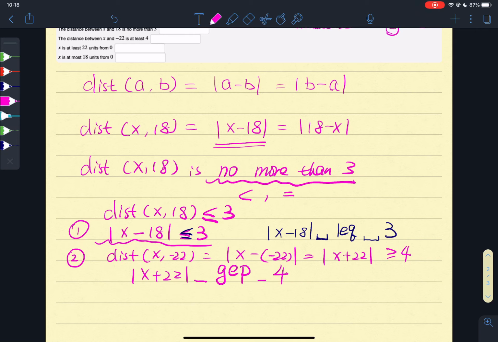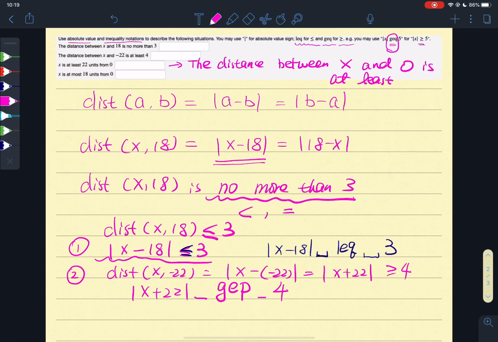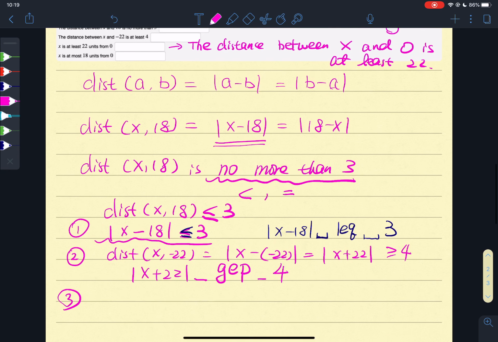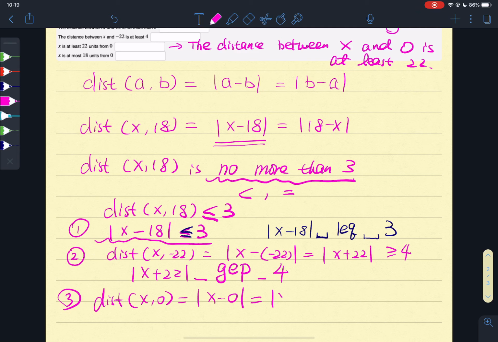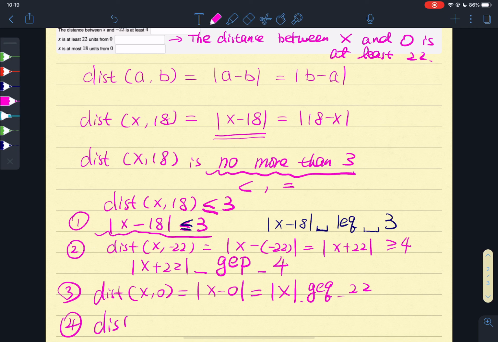Okay, problem 3 and problem 4 were structured slightly differently, but if you look at it, x is at least 22 units from 0. So how do we translate it? It is the distance between x and 0 is at least 22, right? So the distance between x and 0 is the absolute value of x minus 0. Hence, the absolute value of x at least 22 means greater than or equal to, GEQ, 22.